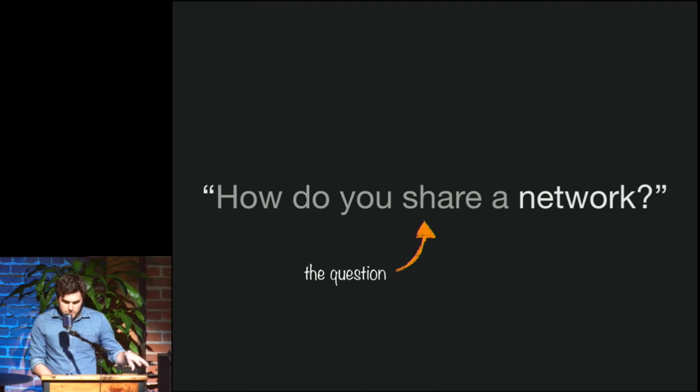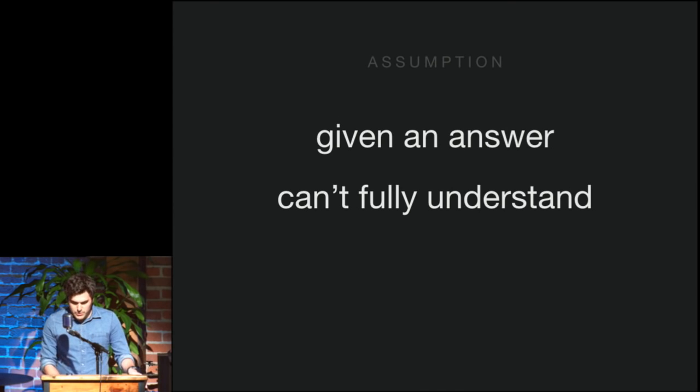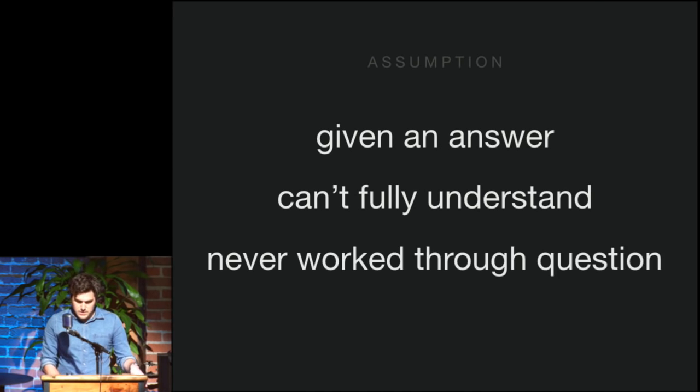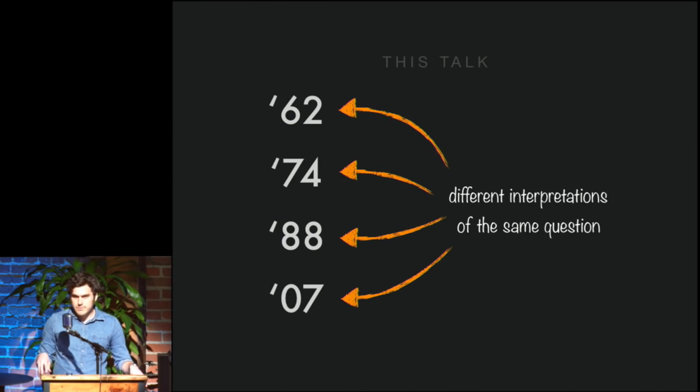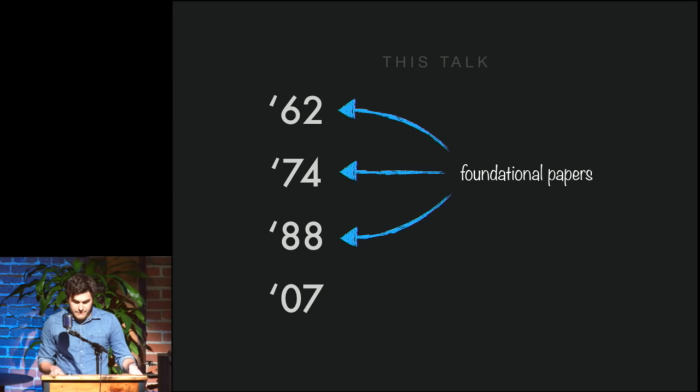And so, kind of extrapolating from my assumption, I'm going to assume that for whatever reason, when you tried to look into networking, you were given an answer. And because you were given an answer, you can't fully understand it. And you can't fully understand it because you've actually never gone through the mental exercise of working through the question, right? And so this talk is going to be about 4 papers spanning almost 50 years. And they're all different interpretations of the exact same question. So they're all variations on a theme. And the first 3 are foundational papers in computer networking, which just means no one actually reads them anymore.